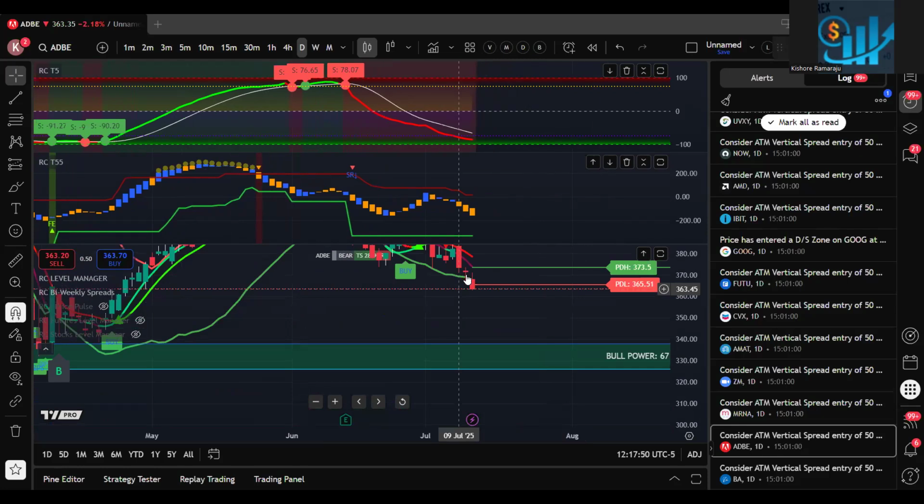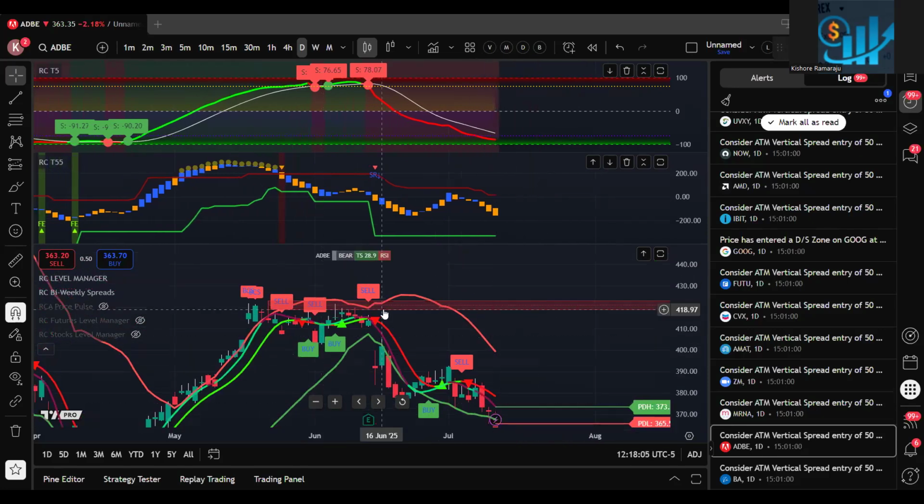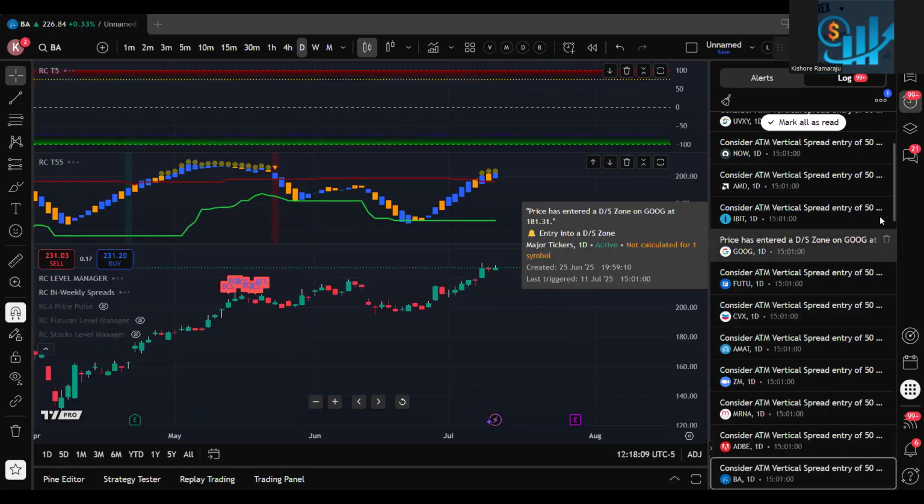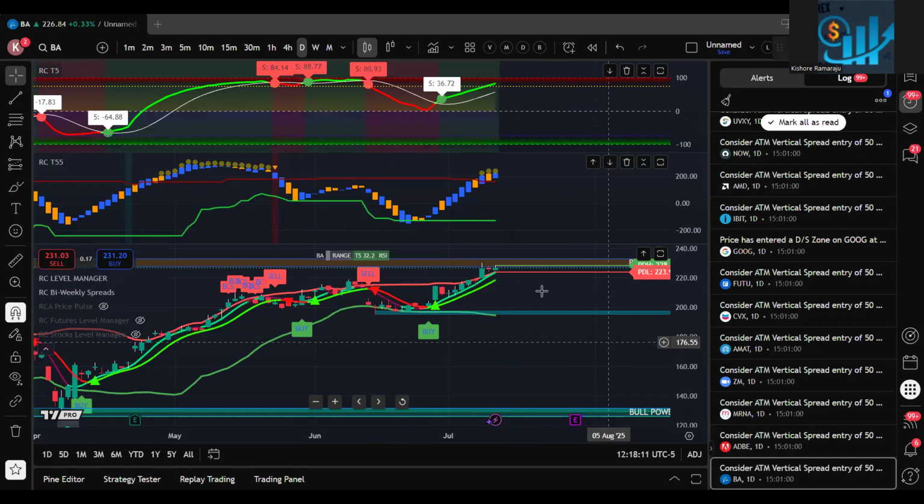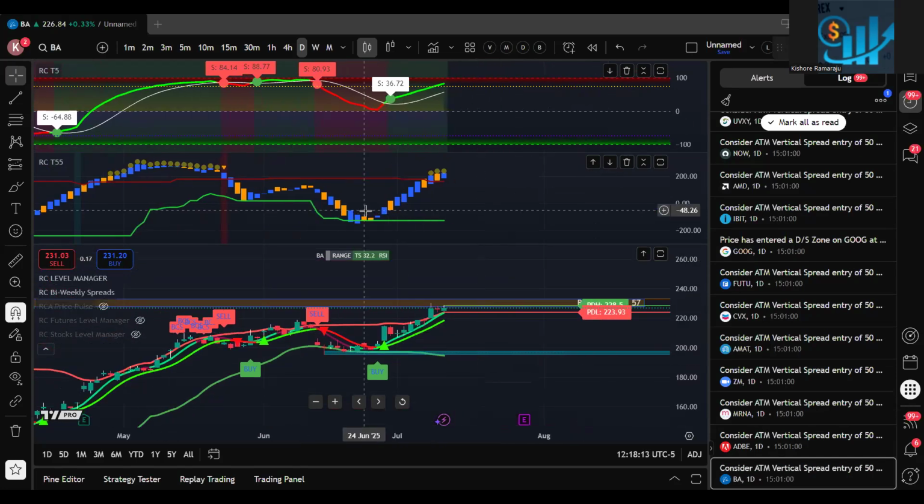It will come all the way till this point where there are buyers. Right? 330 is the possible support for Adobe where it will reverse back. Again, whenever it comes here, we can do the bull put spreads. So what do you think can happen to BA? It went all the way to the top. There can be a major drop.